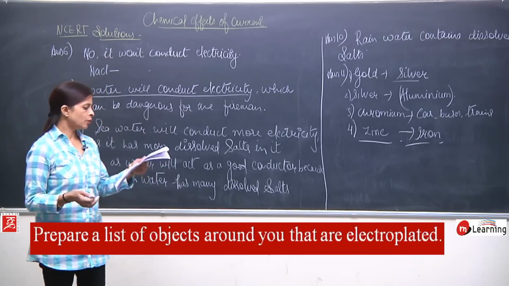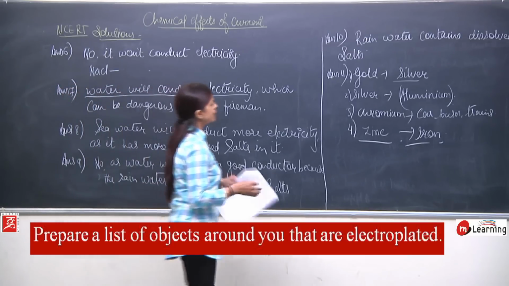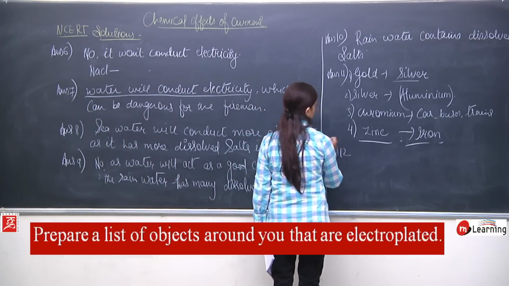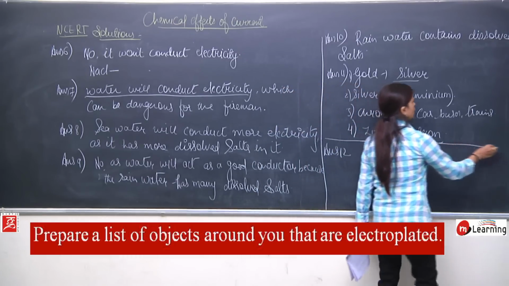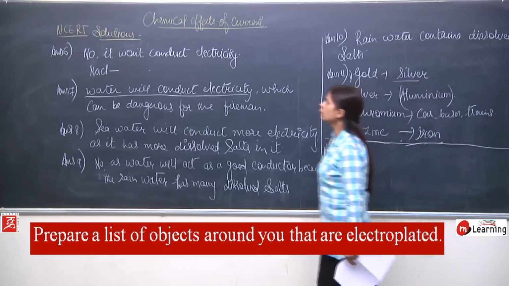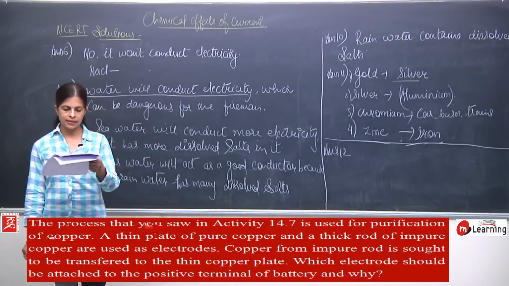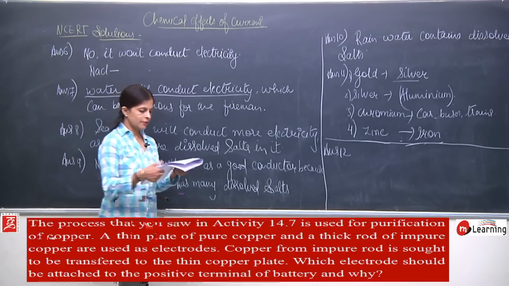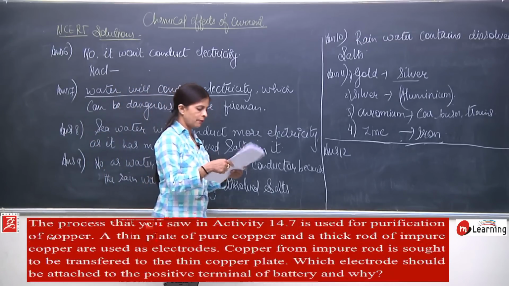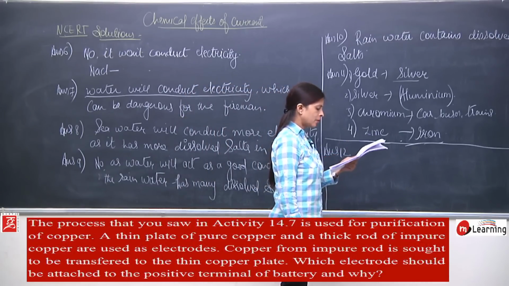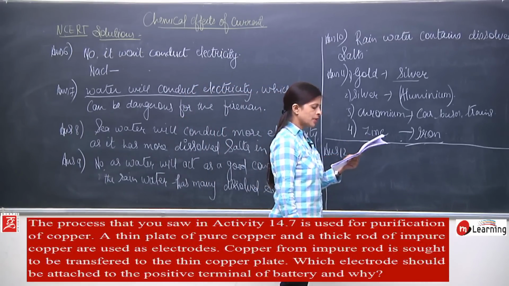Now we'll talk about the last question, that is question number 12. This is the last question of the NCERT lesson Chemical Effects of Electric Current. The question is: the process that you saw in Activity 14.7 is used for purification of copper. A thin plate of pure copper and a thick rod of impure copper are used as electrodes.